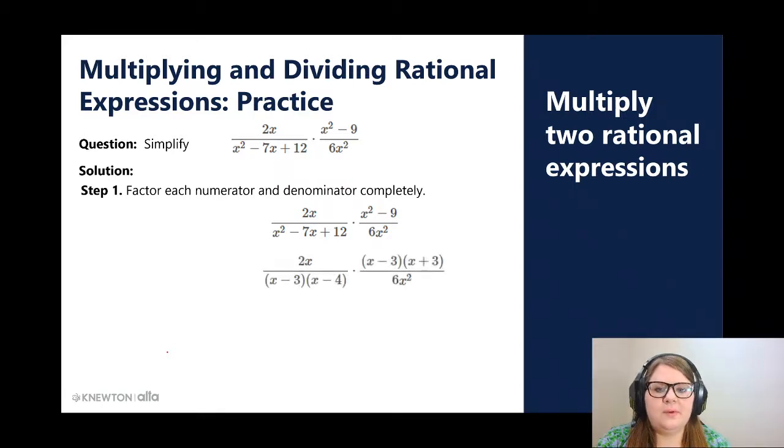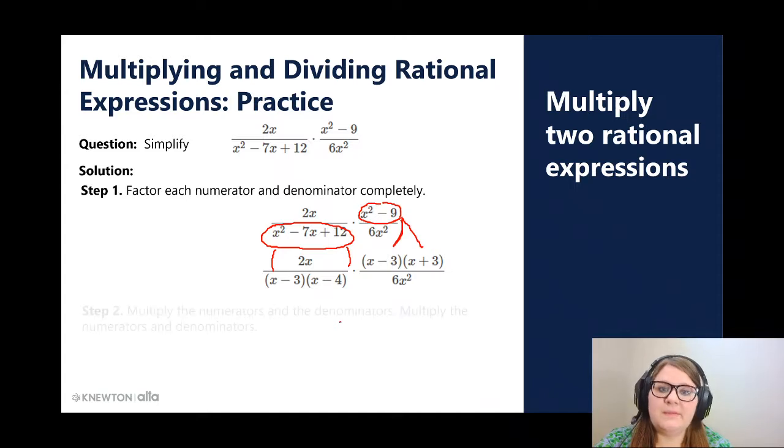So for example, x squared minus 9 is a difference of squares. So I'm going to factor into x minus 3 times x plus 3. And x squared minus 7x plus 12 is a trinomial that is factorable. The two numbers that multiply to 12 but add to negative 7 are negative 3 and negative 4. So that's why it becomes x minus 3, x minus 4 there.